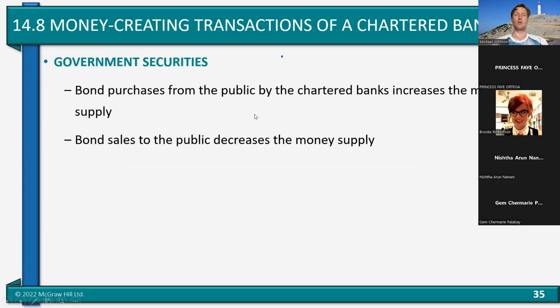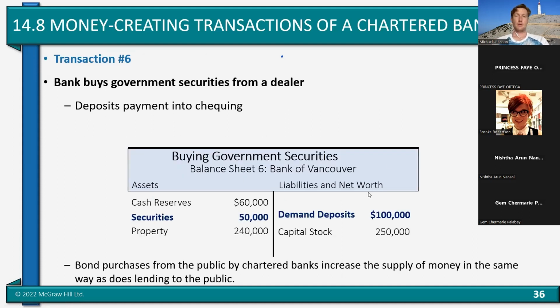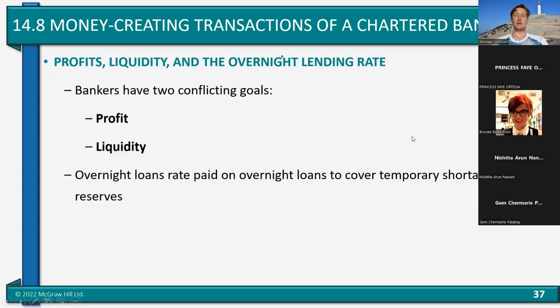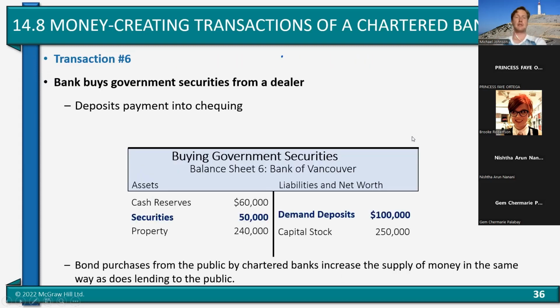Government securities. Bond purchases from the public by the charter banks increase the money supply. Bond sales to the public decrease the money supply. So the bank buys government securities from a dealer, and the deposit payment is checking here.